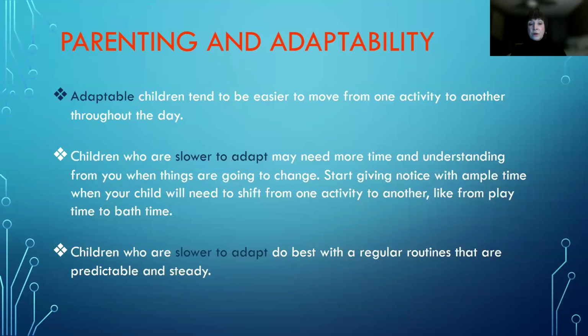Some children that are slow to adapt benefit from a picture schedule or some kind of a visual schedule to help them understand this is happening, then this is happening, then this is happening. It's a little more on us to add some predictability to their lives, but we'll all benefit from that.